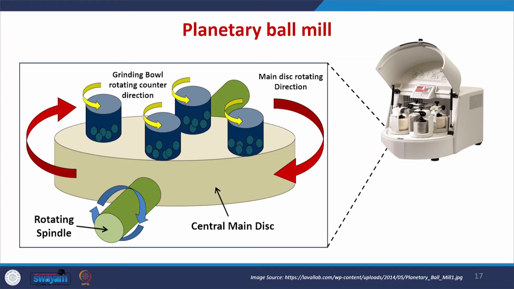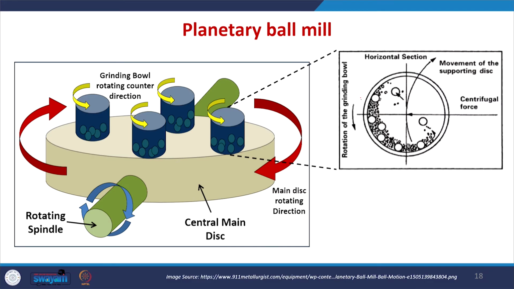In this slide you can clearly understand. The rotating spindle is rotating in this direction, and the central main disc will be rotating in this direction, and this grinding bowl is rotating in the counter direction. From this slide we can understand the rotation of the grinding bowl in this direction and the supporting disc in the other direction. Due to this centrifugal force, the balls along with the powder material will be lifted and taken to the other side, and will repeatedly hit the vial content, which leads to the reduction in the particle size.